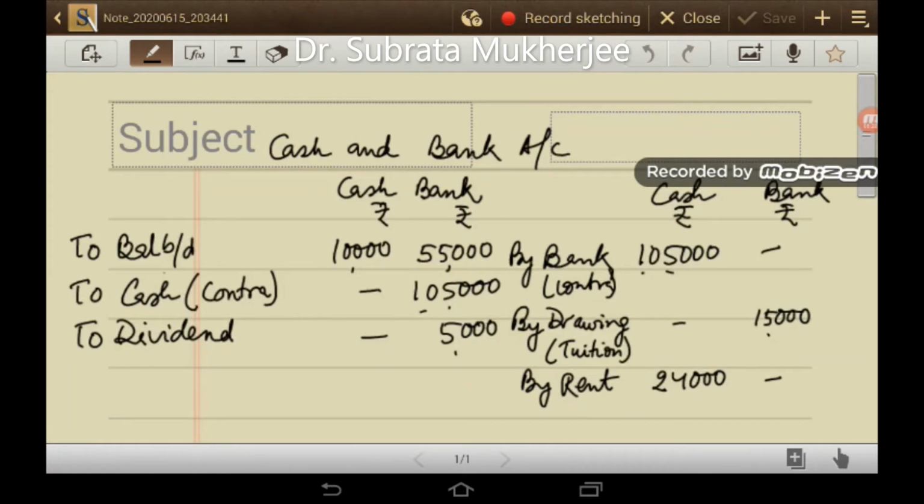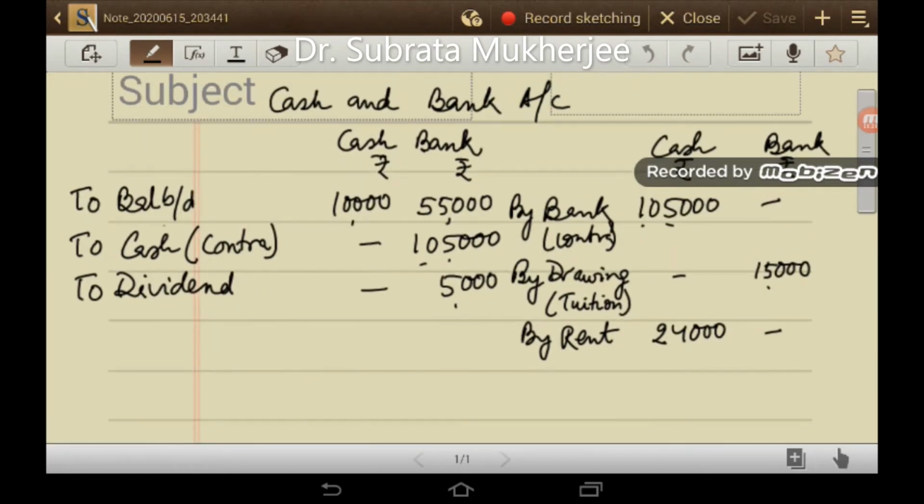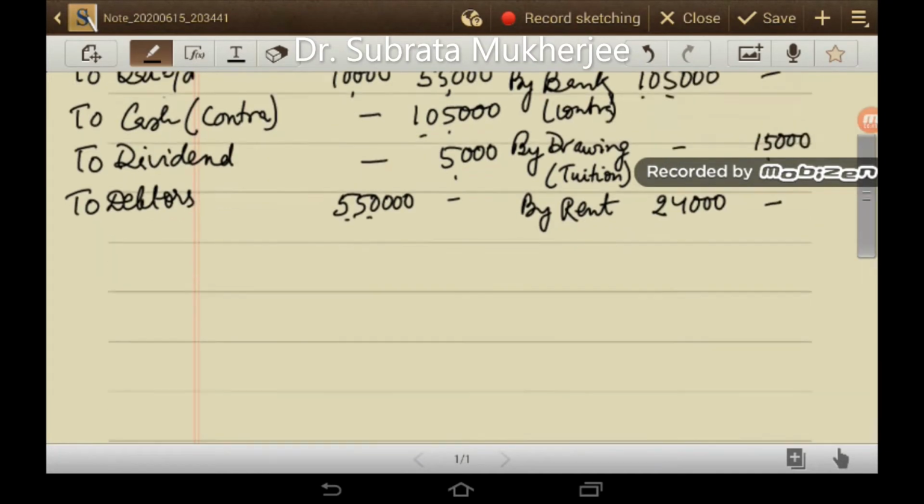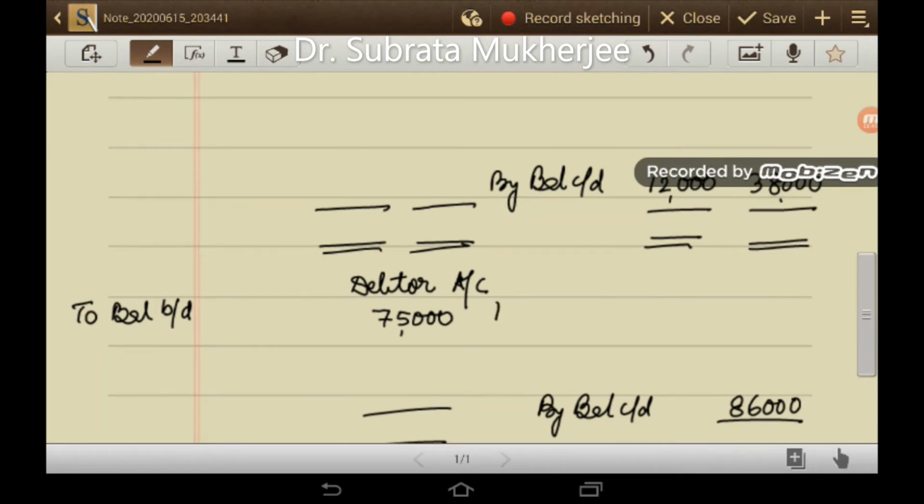Next item is cash collected from debtor. So in cash account, to debtors 5,50,000, and in debtor account I will post by cash 5,50,000.